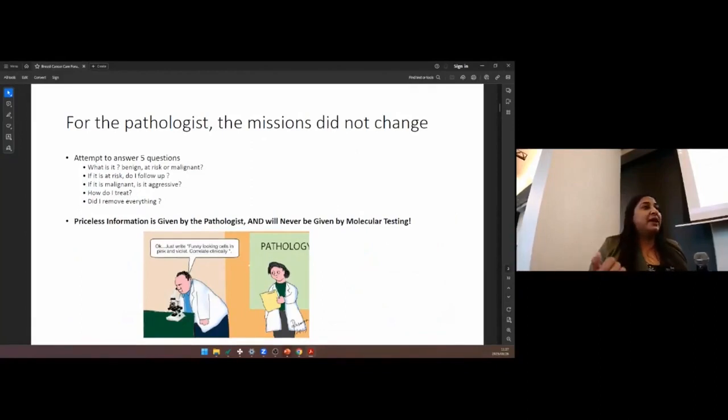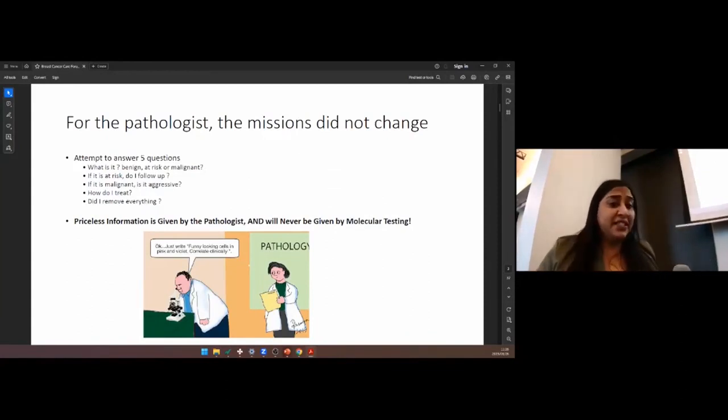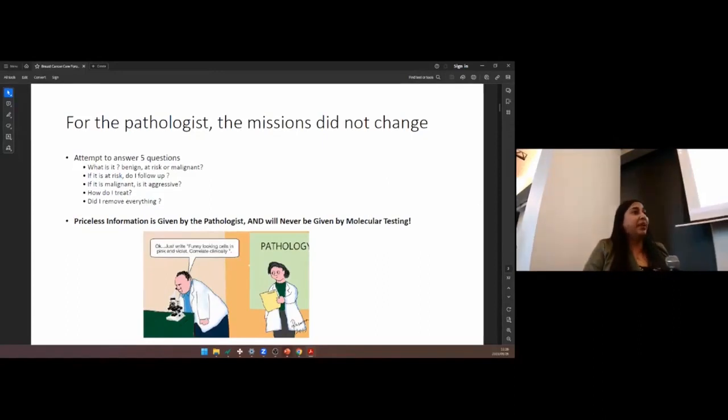Well, first of all, is it malignant? If it is malignant, how are you going to follow it up? Because we'll tell you features about the tumor that would need to be specifically cared for by the oncologist or the surgeon. How is it treated? And I think the surgeons are especially concerned with, did they take everything out?